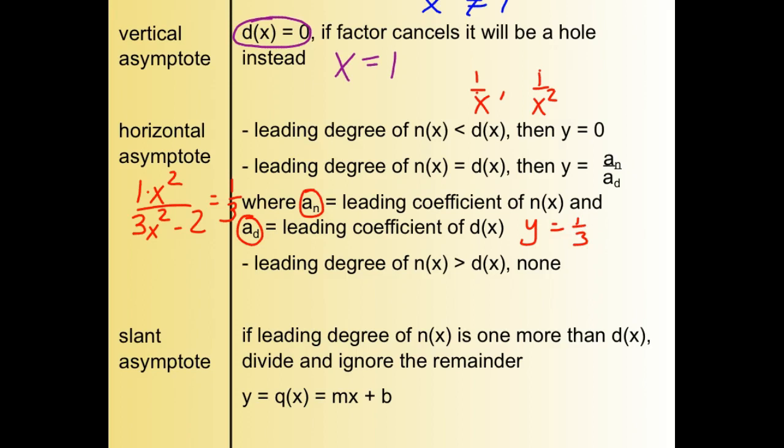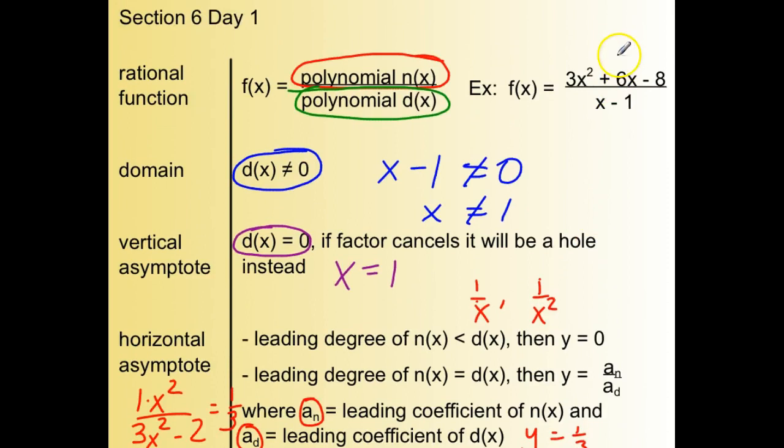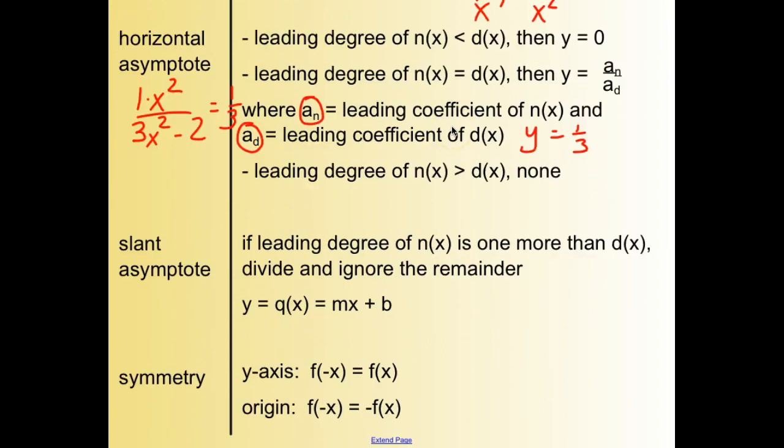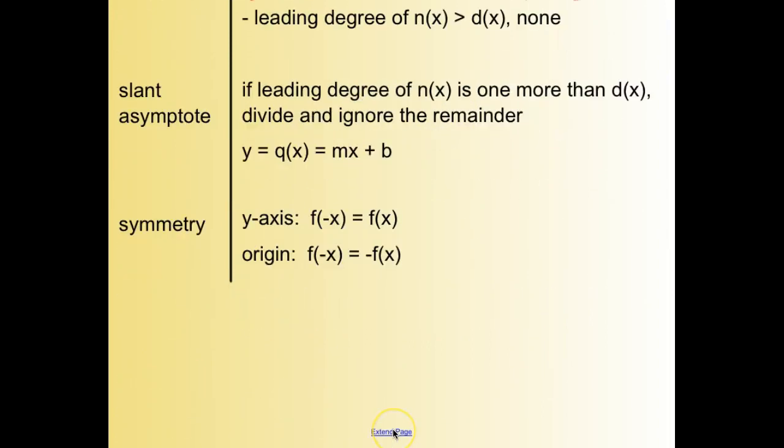And finally, if the leading degree of the numerator is greater than the leading degree of the denominator, like the example that we first looked at, we would not have a horizontal asymptote. Slant asymptotes we're going to get into in more detail, like I said, the next day. But real quickly, know that if the leading degree is 1 more in the numerator than the denominator, like our example, we would divide and ignore the remainder. So the slant asymptote would be equal to the quotient of your rational function. We'll see how that works tomorrow, so don't worry too much if you didn't follow what I just said.